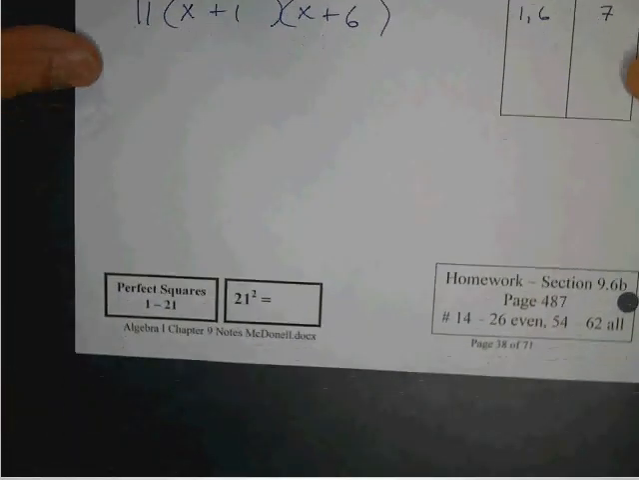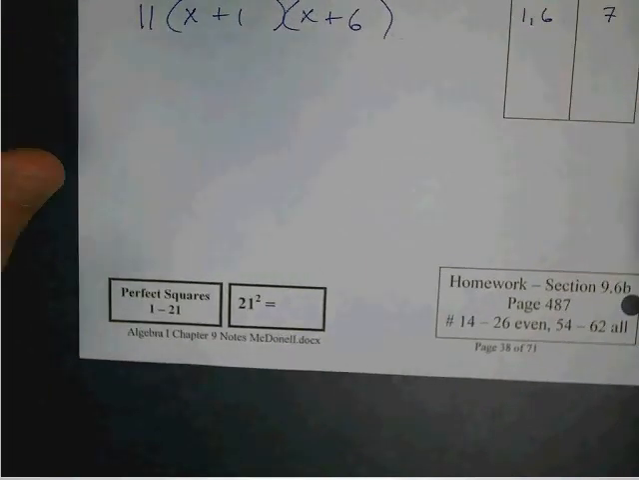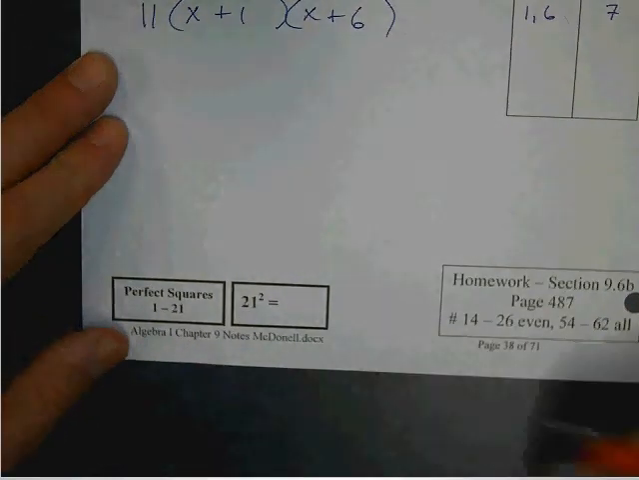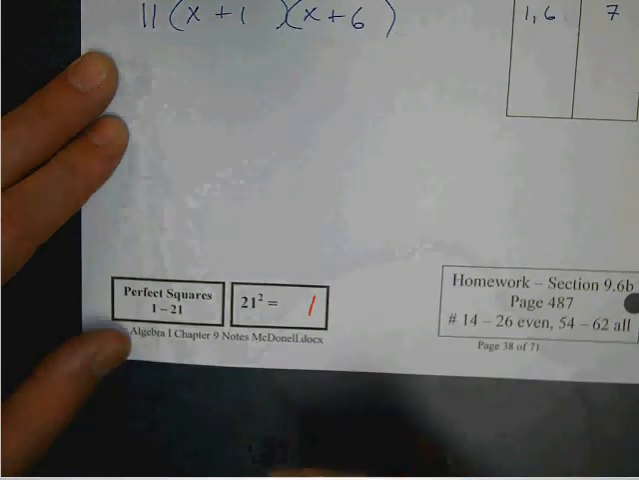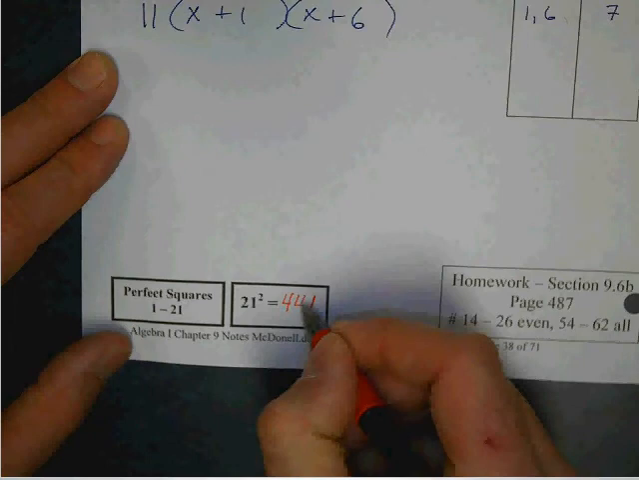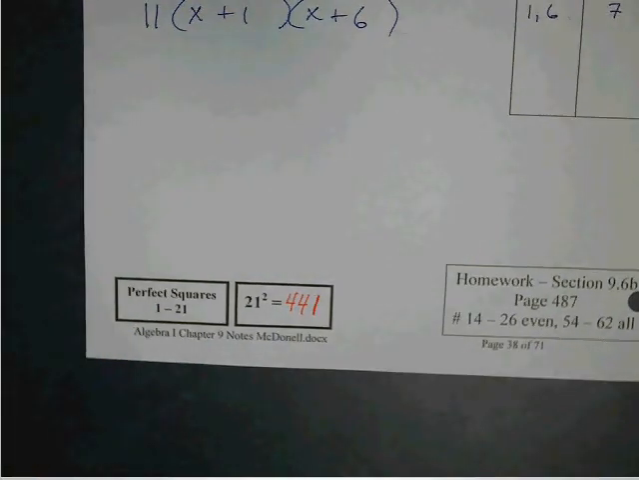Okay? All right, one new square today. Only one. Anyone tell me without looking at the wall, what does it end in? 2. Think. What's 1 times 1? Has to end in a 1. And what's 2 times 2? 441. So 21 squared is 441.